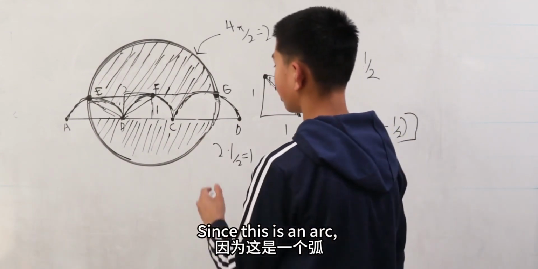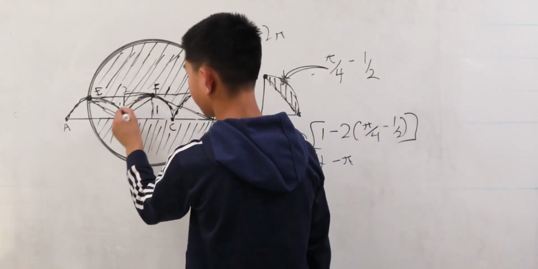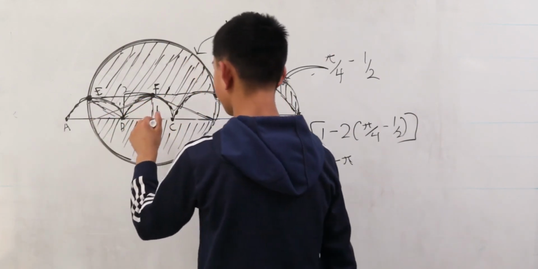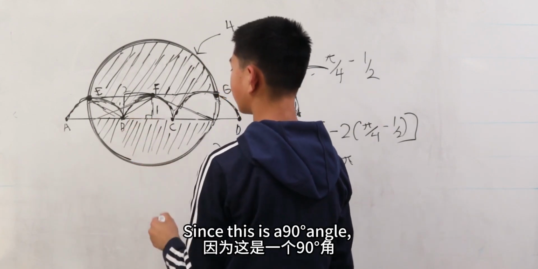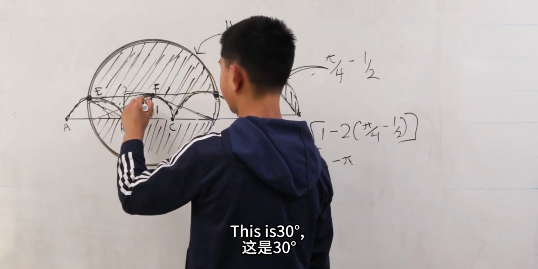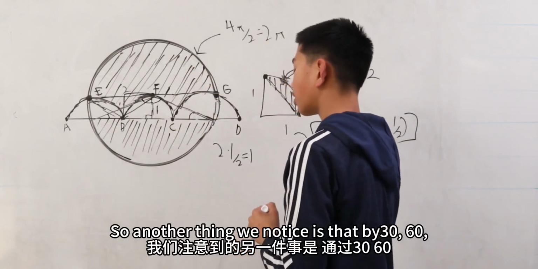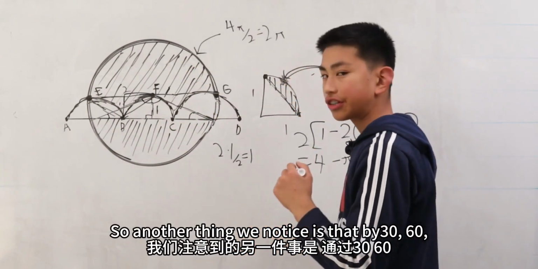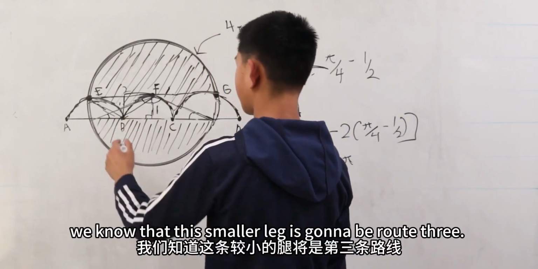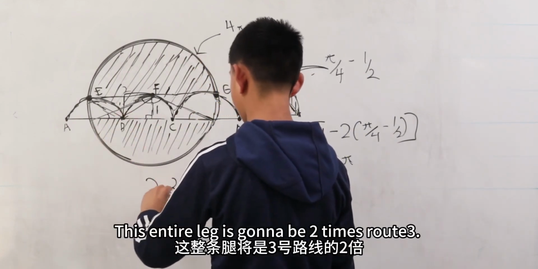Since this is an arc, we can draw lines like this to the edges, and this is an arc of 60 and 60 degrees. Since this is a 90-degree angle, we notice that this is a 30-60-90 triangle. This is 30 degrees, this is 60, and this is 30. By the 30-60-90 triangle criteria, we know that this smaller leg is going to be root 3, so this entire leg is going to be 2 times root 3.